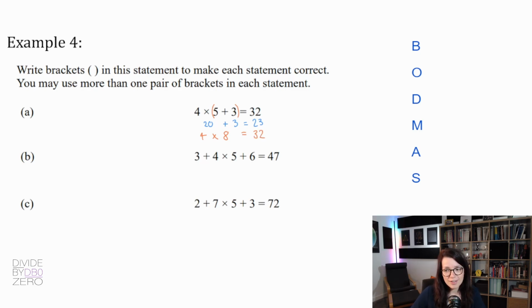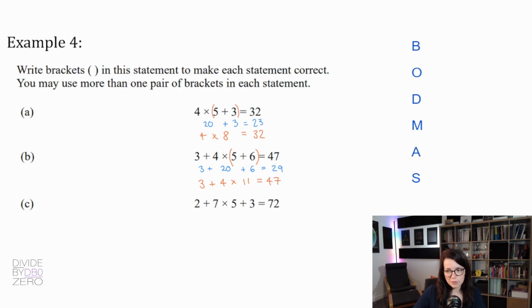For the next one, again, if we don't put any brackets in, we would do the multiplying first. So 4 times 5 is 20. 3 plus 20 plus 6 is 29, not 47. So got to put brackets somewhere. This one, if you put brackets around the 5 plus 6, that would mean you would have to do that first to get 11. And then you've got 3 plus 4 times 11. BODMAS again, so you do the multiplication first before the addition. 4 times 11 is 44. 3 plus 44 is 47.